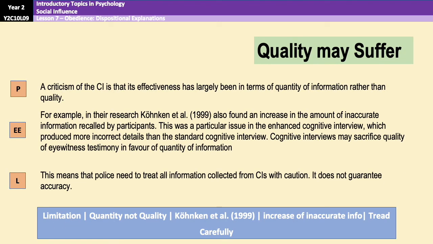However, you've then got a direct contrast to the study beforehand, and here you can say that actually the quality might suffer. So for example, in Kunken's research, they also found an increase of inaccurate information recalled by participants as well, which was particularly an issue in the enhanced cognitive interview. Okay, so that means that police need to be very, very careful and treat all information collected from the cognitive interview with caution because it doesn't guarantee accuracy.